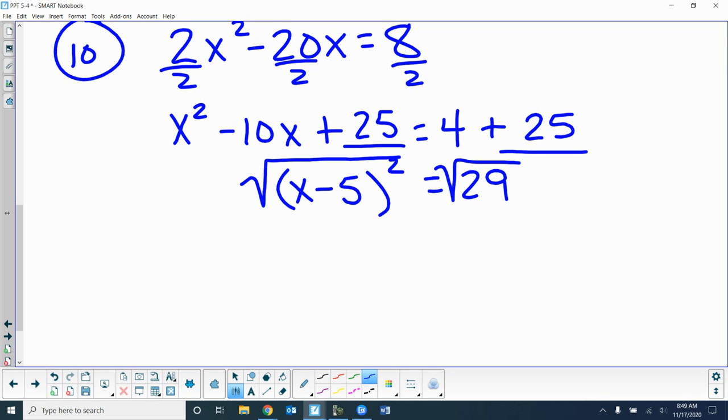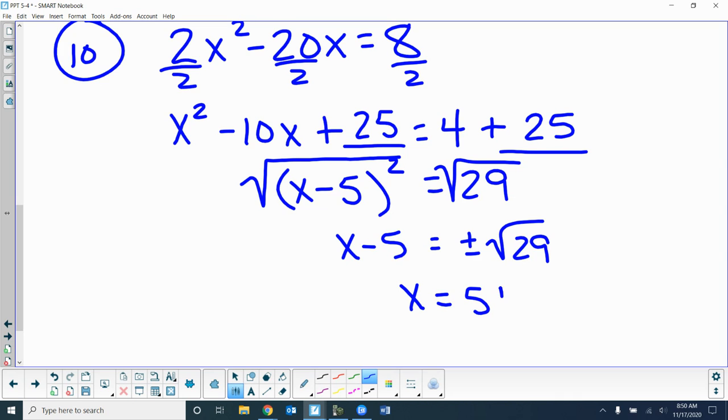So again, those cancel each other out. It's just x minus 5 plus or minus the square root of 29. And 29 is a prime number too. It's just 1 times 29, so I can't simplify it at all. And then add the 5 to bring it over and get x alone. So that's number 10. Questions on that?